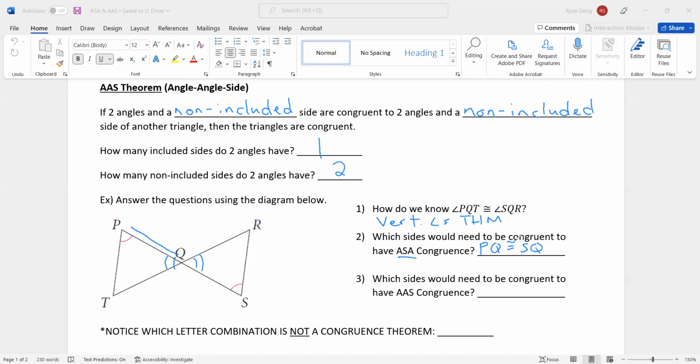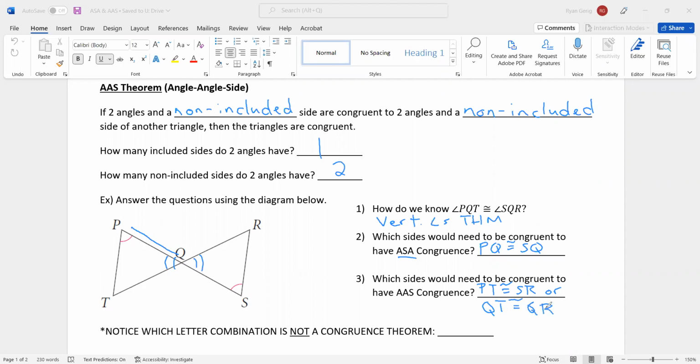Which sides would need to be congruent to have angle, angle, side congruence? Well, either of the other 2 sides. So PT, if I had PT congruent to SR, it would work. Or if I had QT matching up with QR.